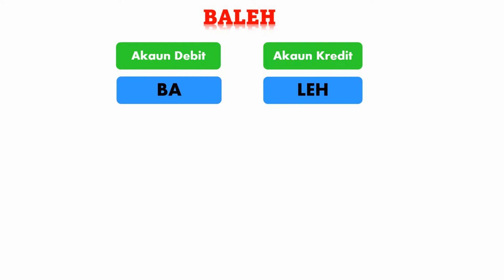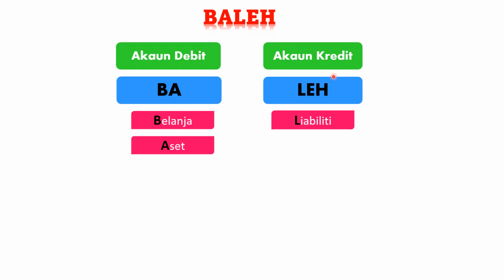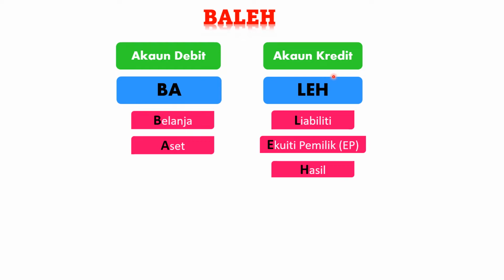Let's begin with BALE. What does BALE stand for? I'm going to use BALE as the basic to understand account debit and account credit. Just try to follow through and you will have some examples later for better understanding. B stands for belanja and A for asset. So belanja and asset is account debit. As for LEH, L is for liability, E is for equity pemilik, and H is for hasil. So liability, equity pemilik, dan hasil is an account credit.